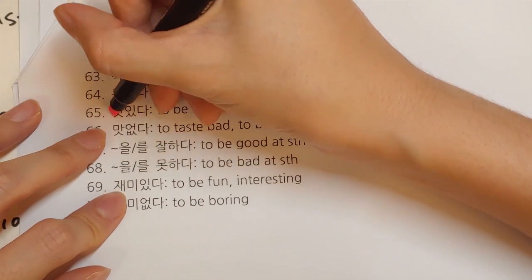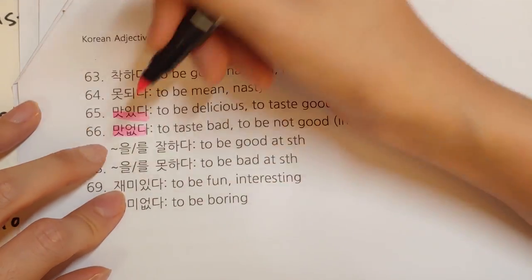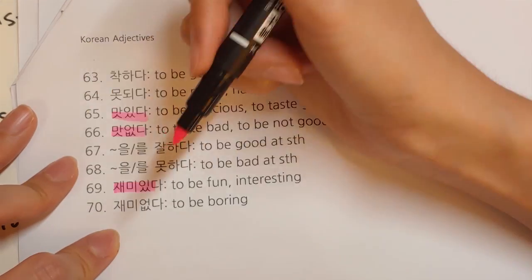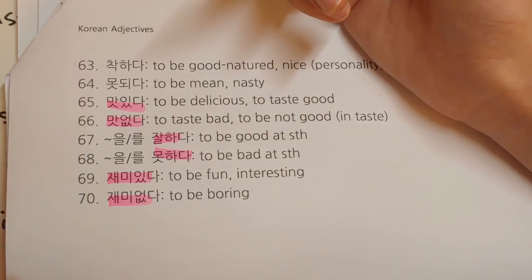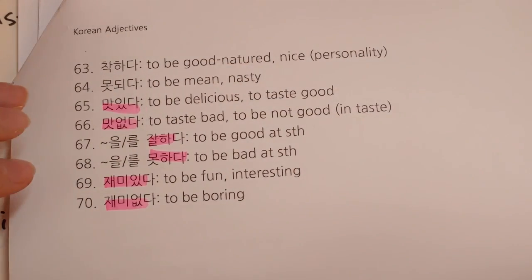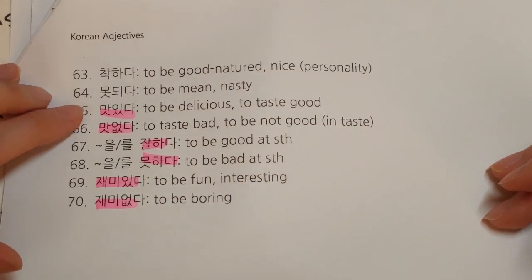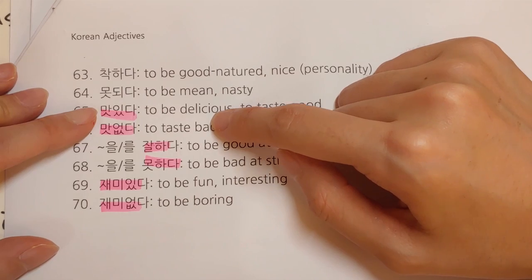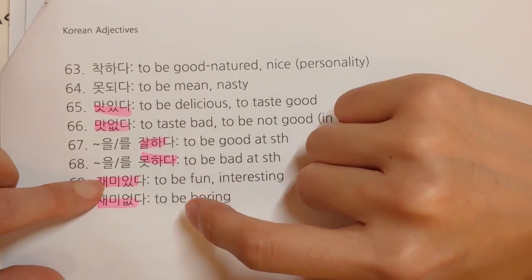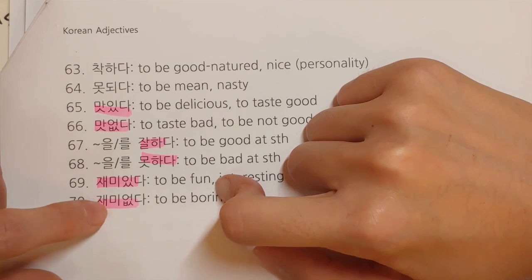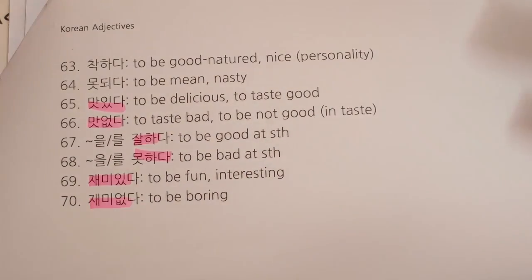And they are 맛있다, 맛없다, 재미있다, 재미없다. And these two as well, but for these two, we're going to learn it in our next lesson. But for now, let's focus on these four. 맛있다, to be delicious, 맛없다, to taste bad, 재미있다, to be fun, and 재미없다, to be boring.